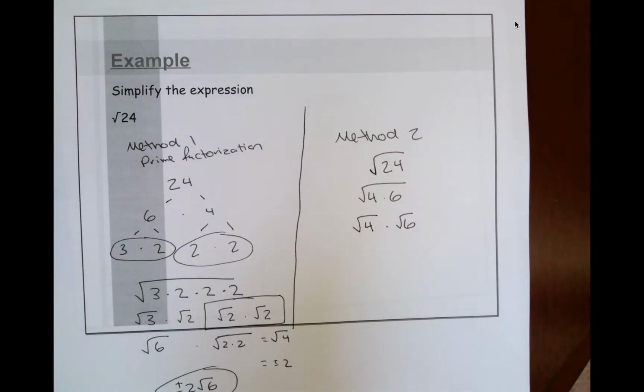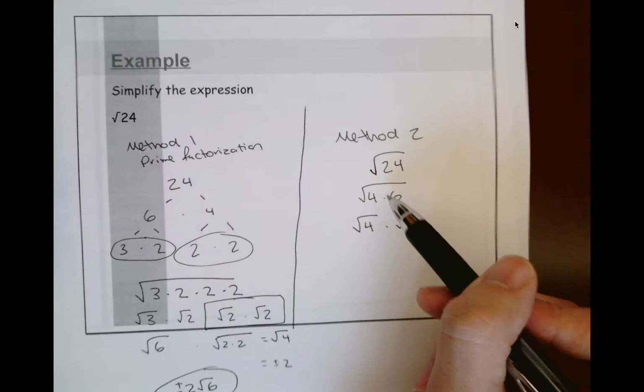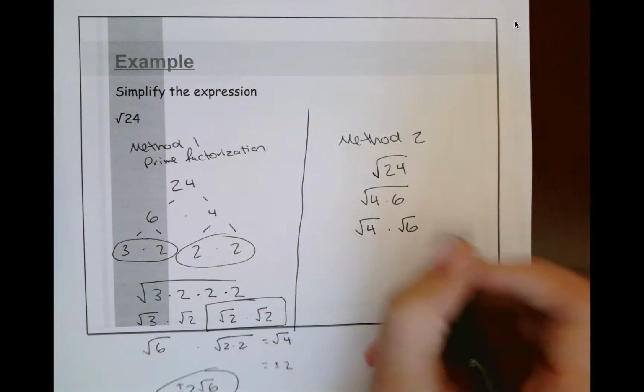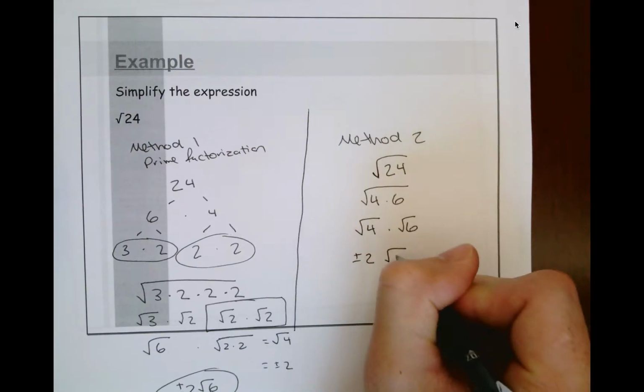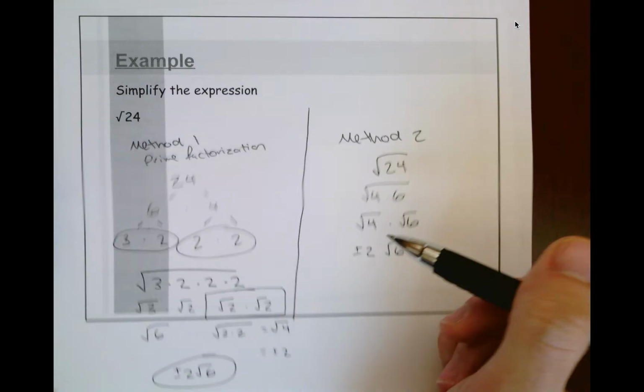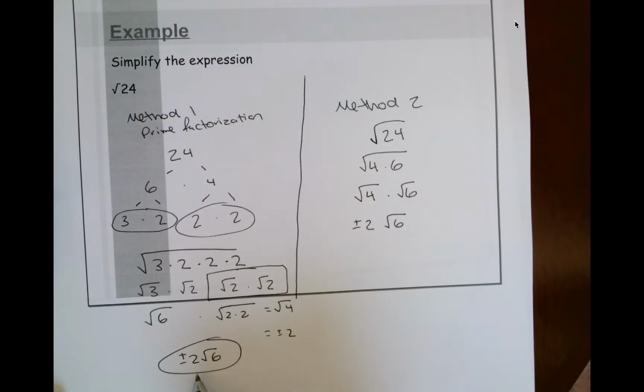Now, what I basically did is I broke it down into two roots. One that I can simplify, one that I can't. So I can break this part down. That's going to become plus or minus 2. And then I would have square root of 6. And that's all the stuff that I wouldn't be able to break down. And ultimately gave me the same exact thing that I got over here.